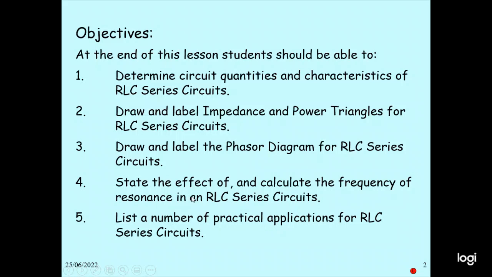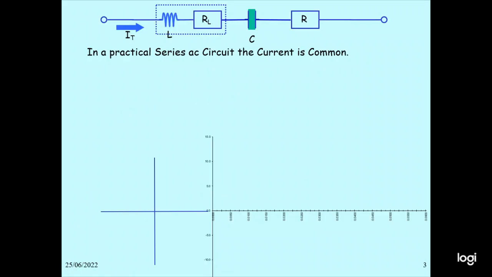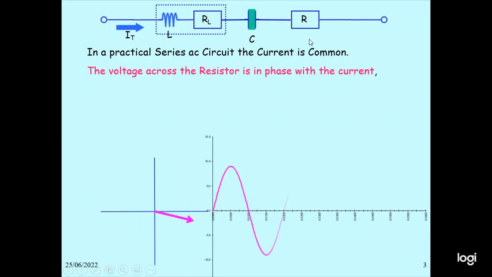So those things you can study. So this is the typical case of a practical RLC circuit. So with the electrical current flow, this is the inductor coil, this is the resistor and capacitor. So the current will be flowing. So the voltage across the resistor is in phase with the current.